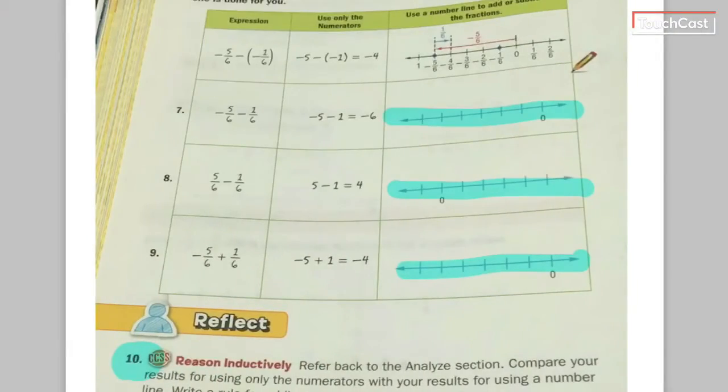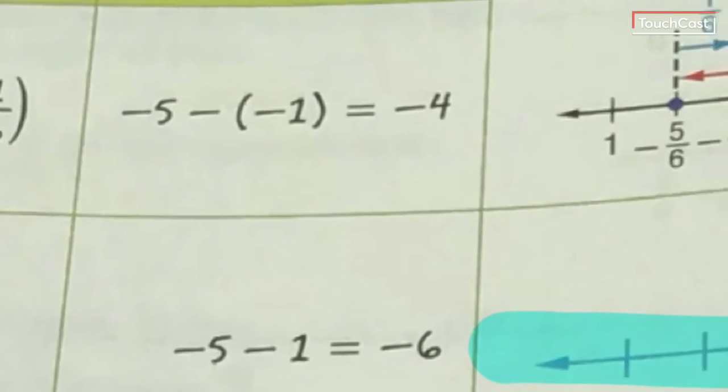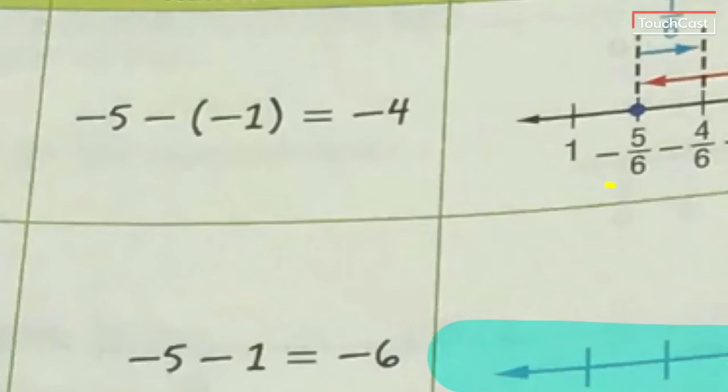Okay, on the last page, make sure you read the questions. You may work with a partner, of course. The first one is done for you. It says negative 5/6 minus negative 1/6. If you do just the numerators, you have negative 5 minus negative 1. If you keep flip change, that will be a negative 4. So our final answer would be negative 4/6. Okay, you'll want to do that for all of the rest of the problems. Now they do all of the numerator work for you. You just have to do the number lines.